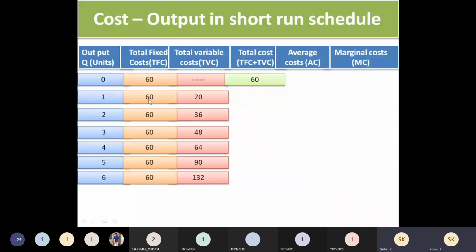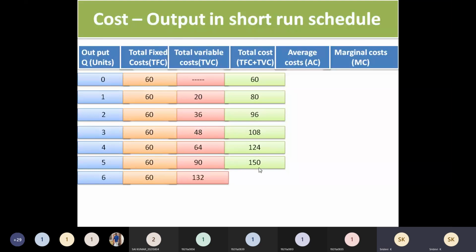So you sum up these values. 60 plus 20 at 1 unit, 80 will be the total cost. And at 2 units, 60 plus 36, 96. 60 plus 48, 108. Like that, it will be increasing. 60 plus 64, 124. So like that, this total cost will go on increasing as the total variable costs are increasing.